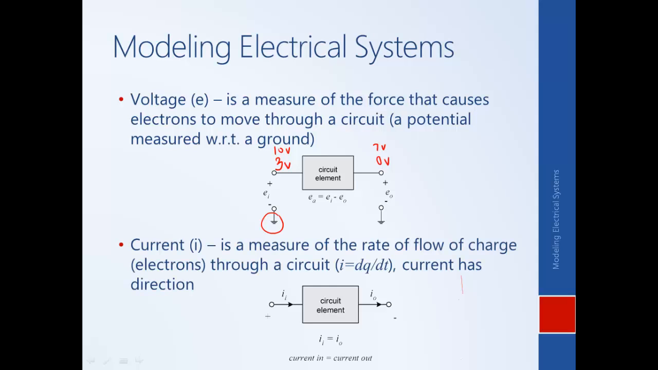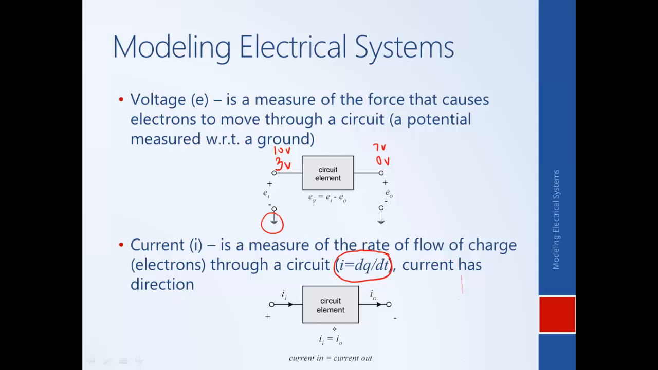Another important quantity that we need to understand is current. Current, which we will represent with the letter I, is a measure of the rate of flow of charge through a circuit, i.e. the rate of flow of electrons. Again, we can think of this just like a mechanical system: you can think of the electrons flowing through the circuit like water flowing through a pipe. Here, charge is represented with the variable Q, and so current is the rate of change of charge with respect to time, or the flow of charge with respect to time.